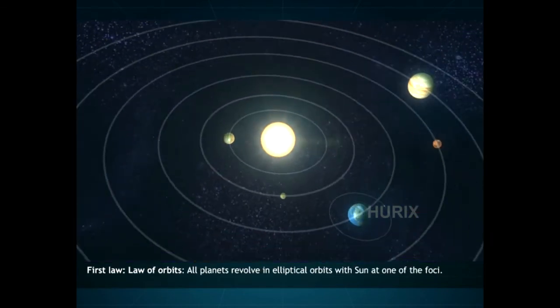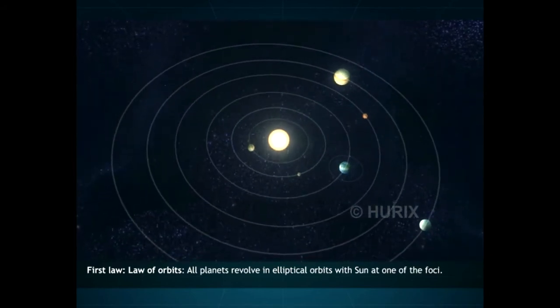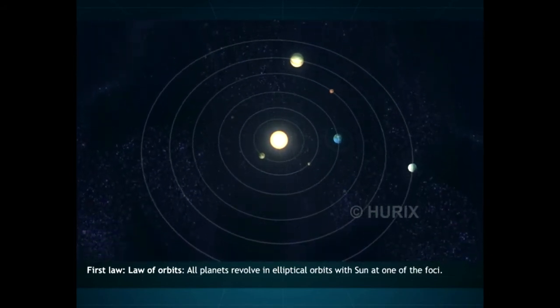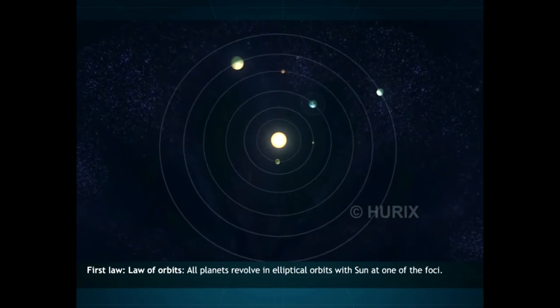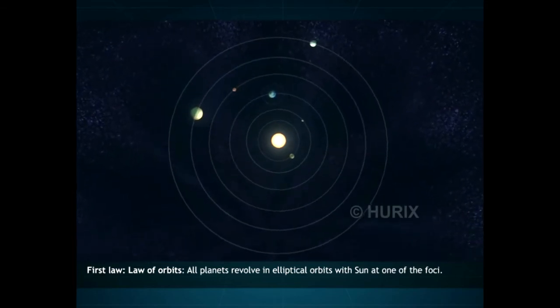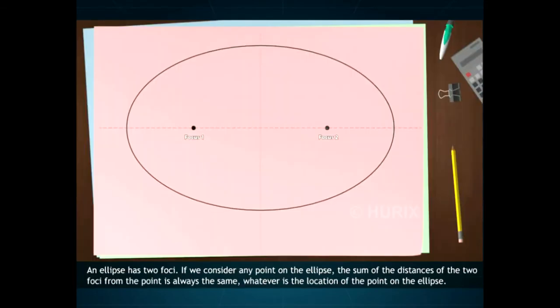First law, law of orbits. All planets revolve in elliptical orbits with Sun at one of the foci. An ellipse has 2 foci. If we consider any point on the ellipse, the sum of the distances of the 2 foci from the point is always the same, whatever is the location of the point on the ellipse.